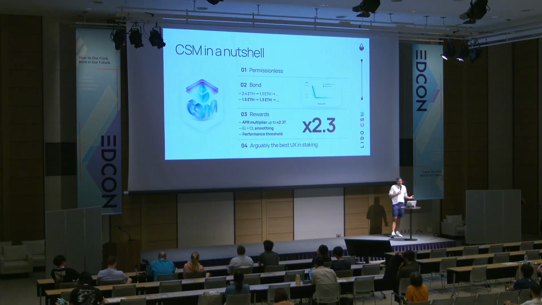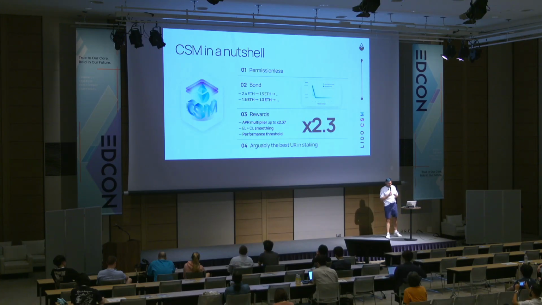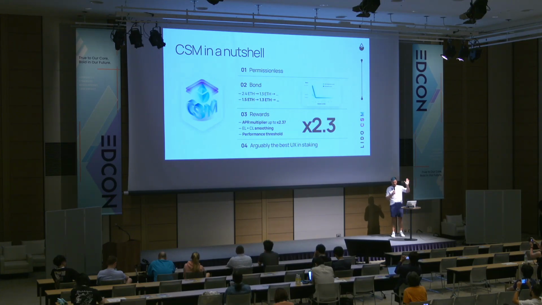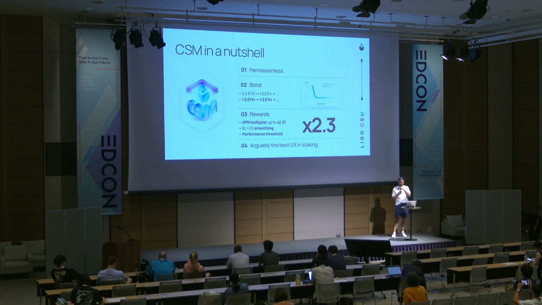So that's why we have CSM, Community Staking Module, a product within Lido, within a staking protocol, that allows people, first of all, to also participate permissionlessly. To run an Ethereum validator, the only thing you need is 32 ETH and the ability to run a validator. In CSM, it is the same, but instead of needing 32 ETH, you need something from 2.4 to 1.3 ETH per single validator. You get a rewards multiplier.